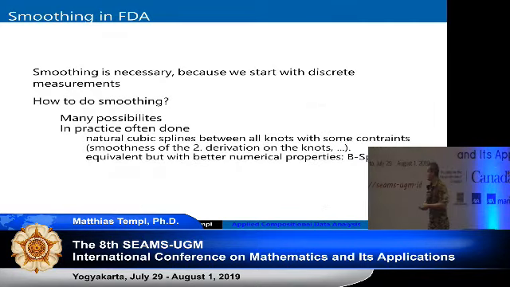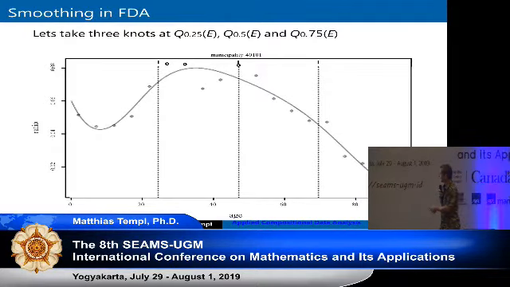So the first step in the FDA is smoothing. How to do smoothing? There are many possibilities to smooth data points. In practice, it is often done using natural cubic splines between all knots with some constraints. You have to define the knots first, and then between all the knots, we fit polynomials of third degree with some constraints. And we come to these B-spline approaches. For instance, for this data set, which is data from one municipality, the age distribution, we have the measurements and we fit the curve by smoothing. Within these knots, we fit a polynomial of third degree with some constraints so that we have smoothness also at the knots themselves. And that we do for all observations, for all 57 observations, and we end up with curves.